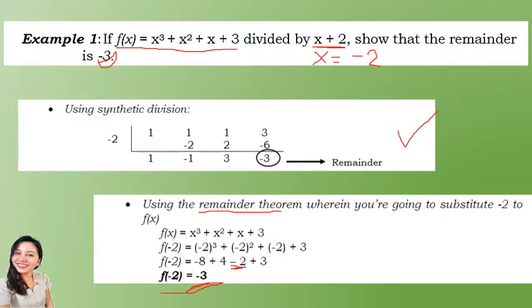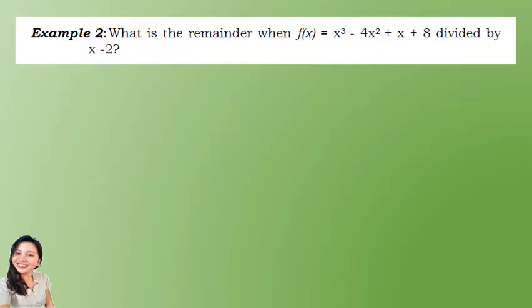So again, f of negative 2 is negative 3. Using the remainder theorem, the answer is negative 3, meaning the remainder is negative 3. As you can see, they have the same answer. Again, you may use either synthetic division or the remainder theorem. It is up to you which is easier, as long as you show the remainder. Very good. Let's go to example number 2.